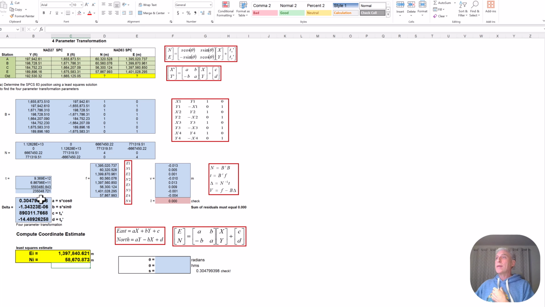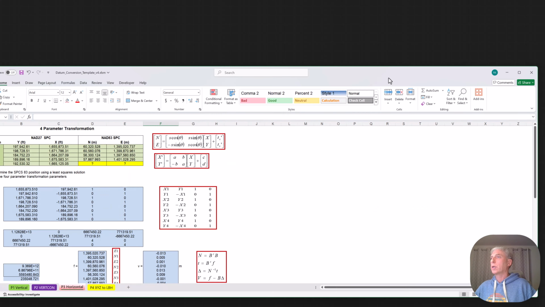Now, since A is equal to S cos theta, B is equal to S sine theta, we can calculate our theta value and our S value, couldn't we? Super easy to do. I'm going to leave that for you to do on your own. I'll just tell you, if you take B over A, that's going to be the tangent of theta because the S's cancel out. I'll just walk through that real quick.